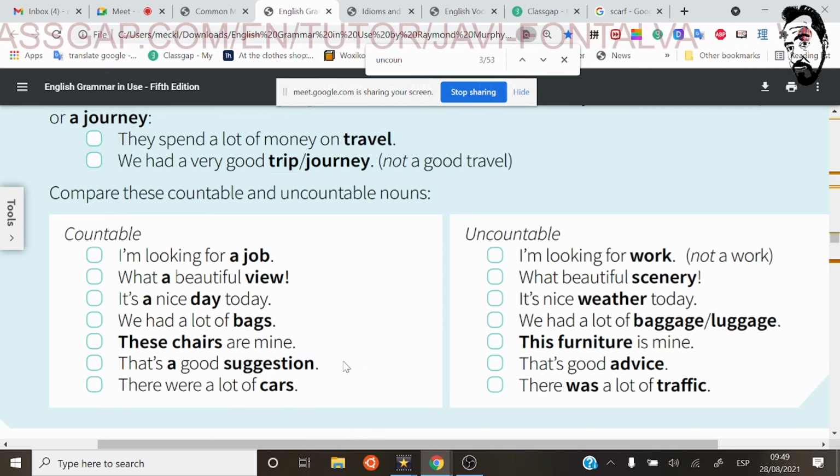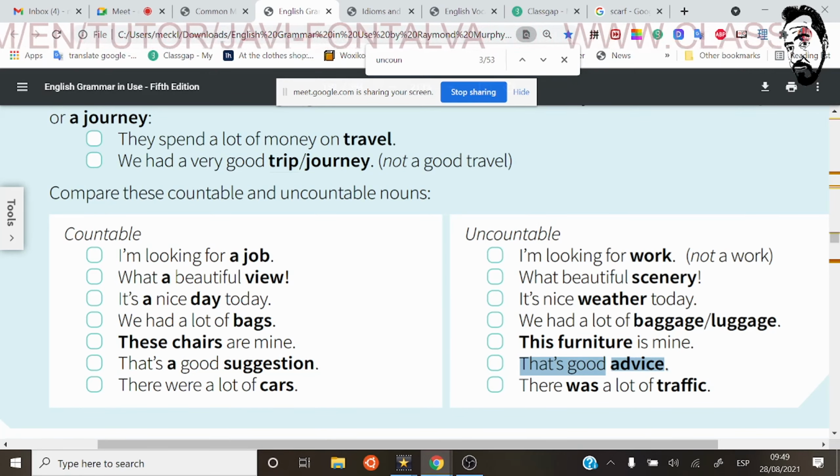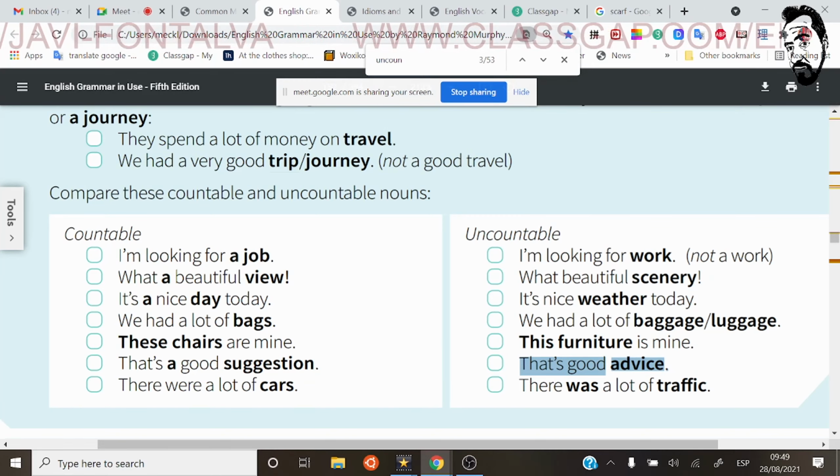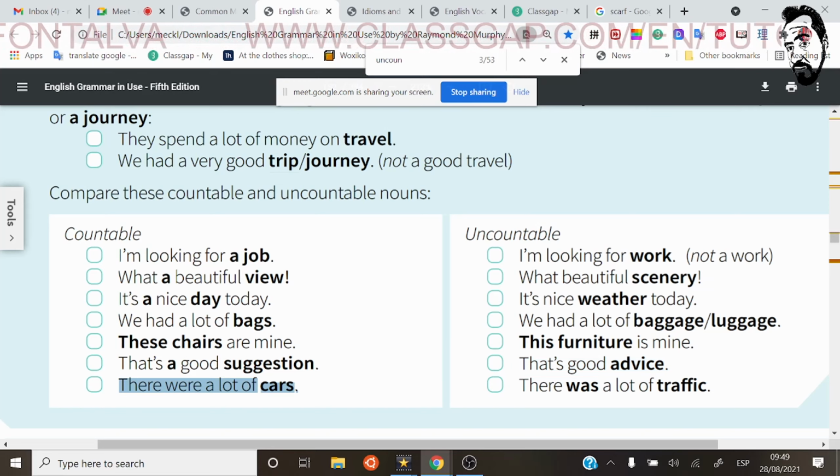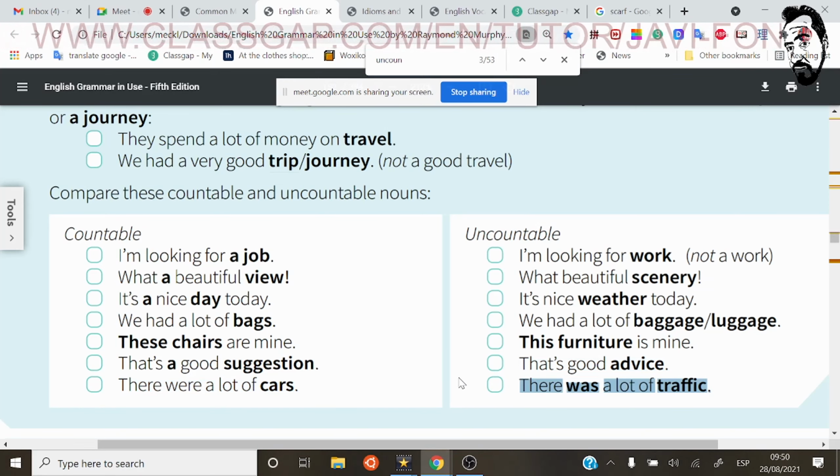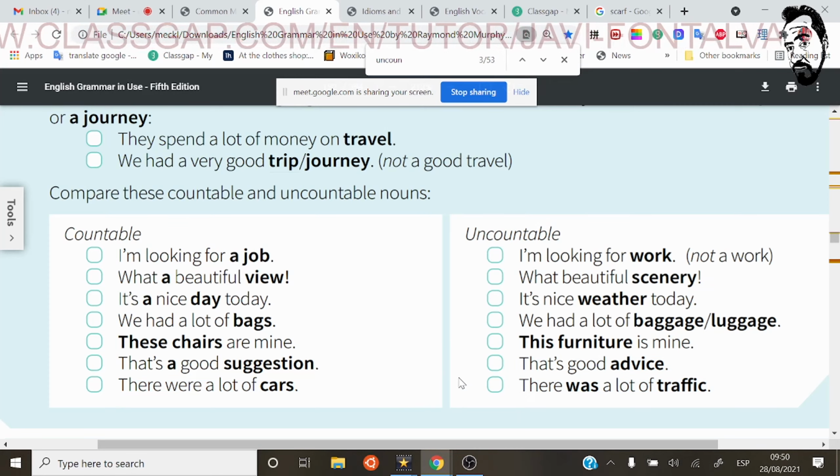Next one. That's a good suggestion. Next one. That's a good advice. Nope. That's good advice. Okay, next one. There were a lot of cars. And this one? There was a lot of traffic. Perfect.